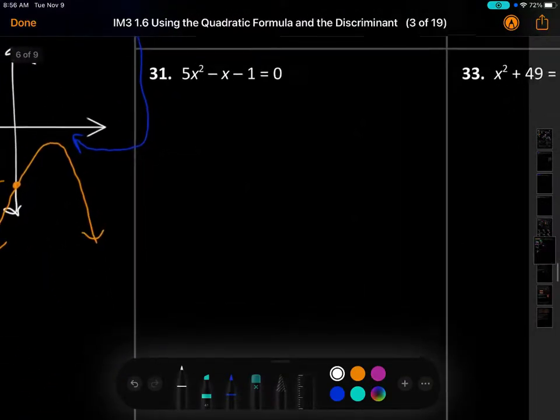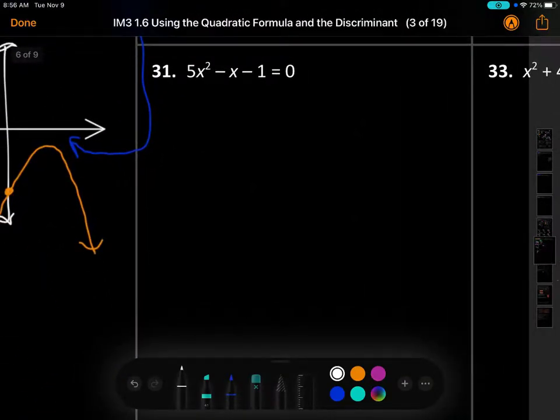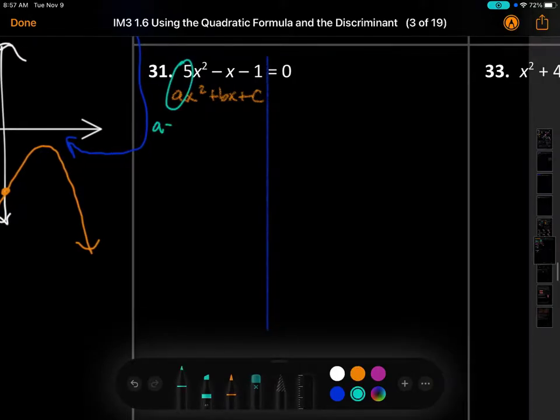Okay, number 31. So is this in standard form? It's set equal to 0. That's good. I'm going to write standard form. And then we can identify that A is 5. Okay, pay attention here. This one is negative 1. B is negative 1. And C is negative 1.